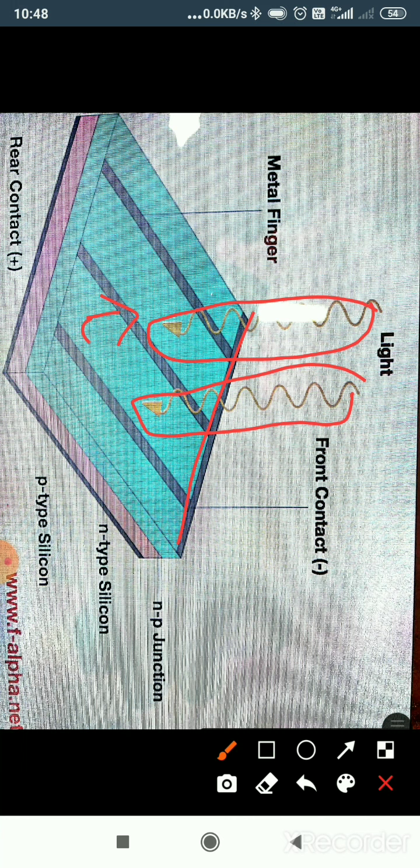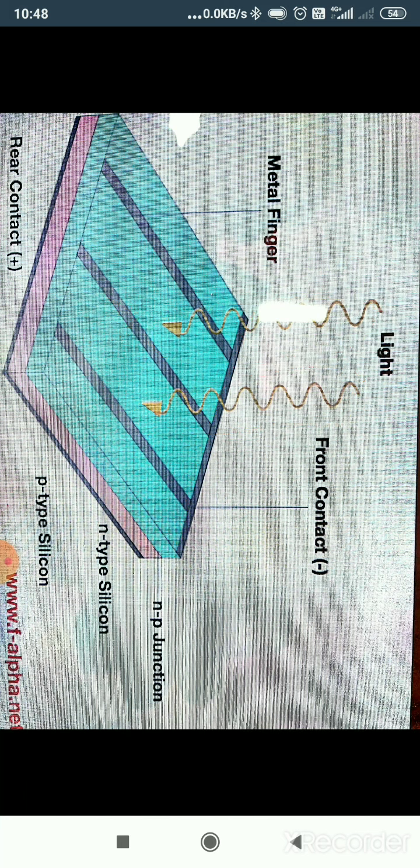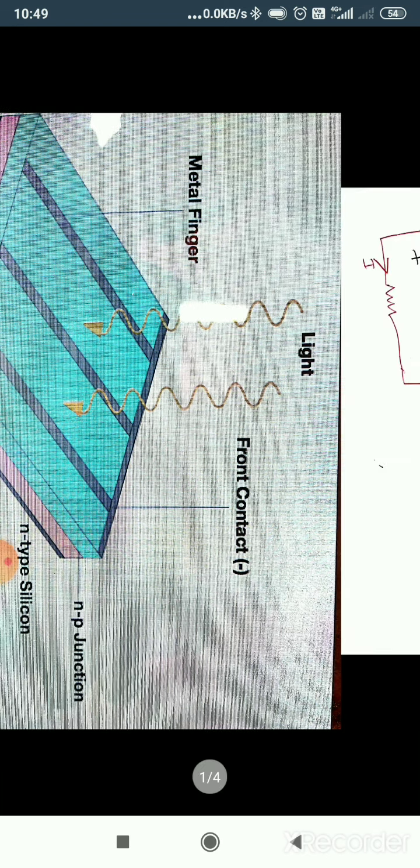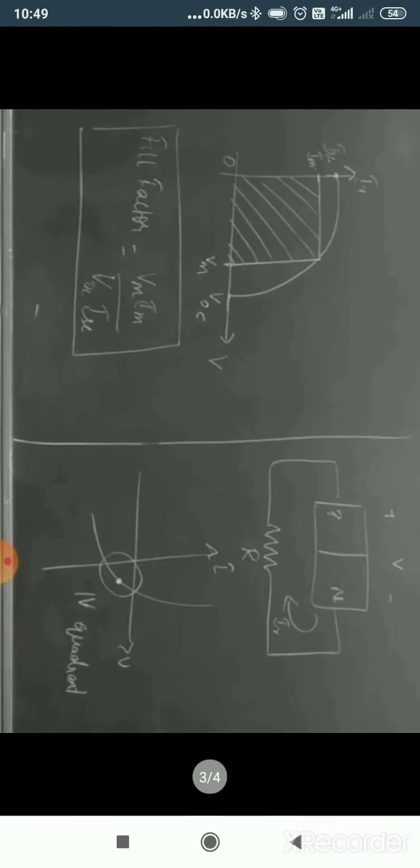Getting my point, no? These metallic fingers are placed in such a way that they do not occupy the entire surface of the N region, because the principle is based on solar, so light has to fall on the N region. In such a way, the metallic fingers are placed on the N region. So the N region is made thinner compared to the P region, and metallic fingers are placed in such a way that enough light energy falls on the N region. This is about the constructional features of the solar cell.